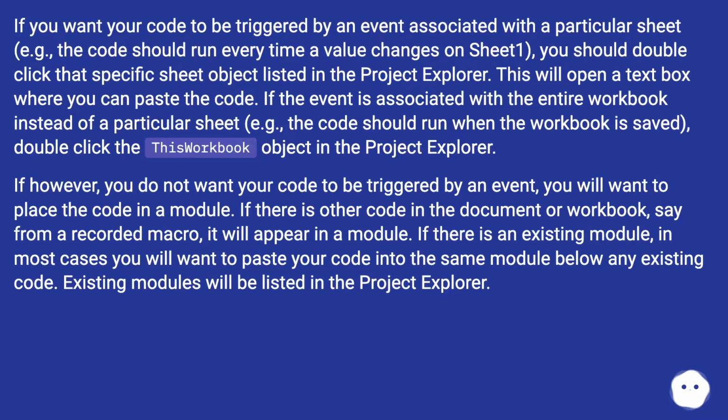If the event is associated with the entire workbook instead of a particular sheet, for example, the code should run when the workbook is saved, double-click ThisWorkbook in the Project Explorer. If, however, you do not want your code to be triggered by an event, you will want to place the code in a module. If there is other code in the document or workbook, say from a recorded macro, it will appear in a module. If there is an existing module, in most cases you will want to paste your code into the same module below any existing code. Existing modules will be listed in the Project Explorer.